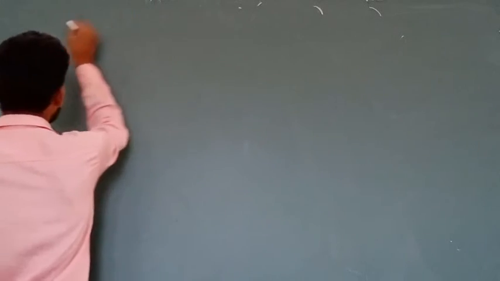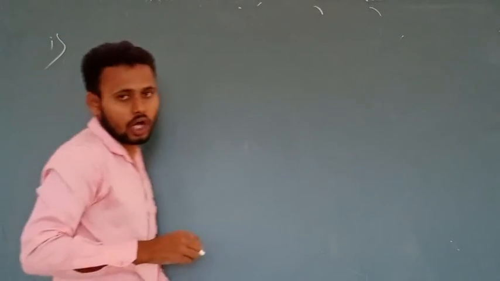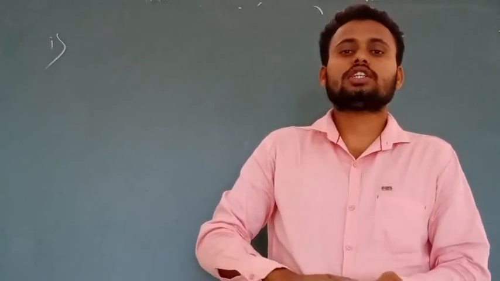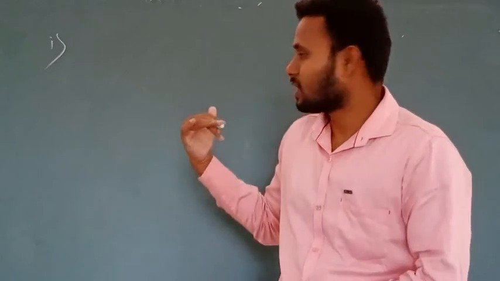For example, suppose I take, examine using truth table the following statement pattern: tautology, contradiction or contingency.